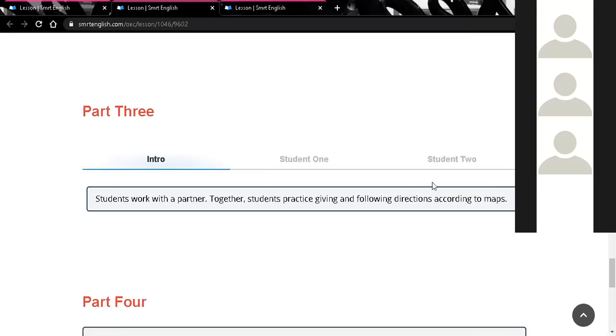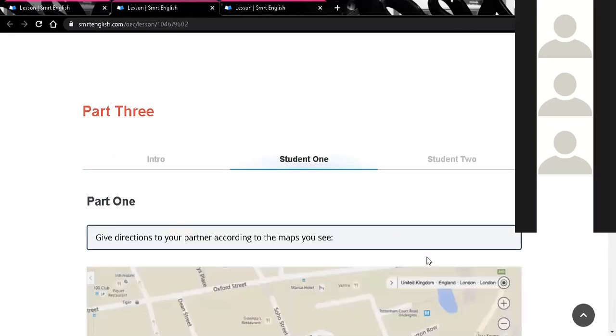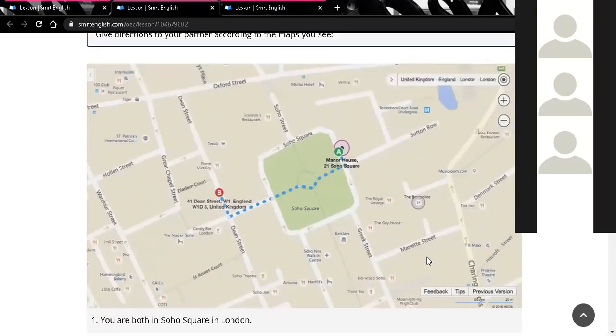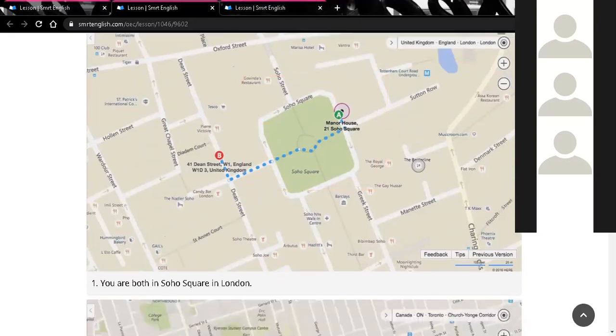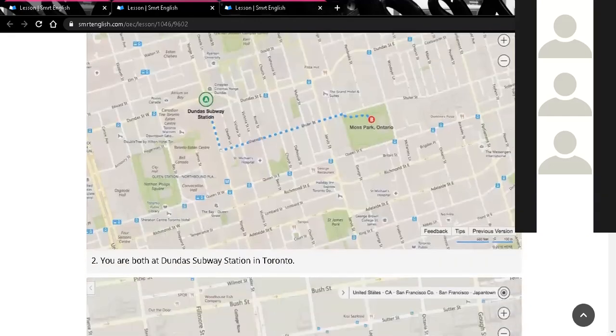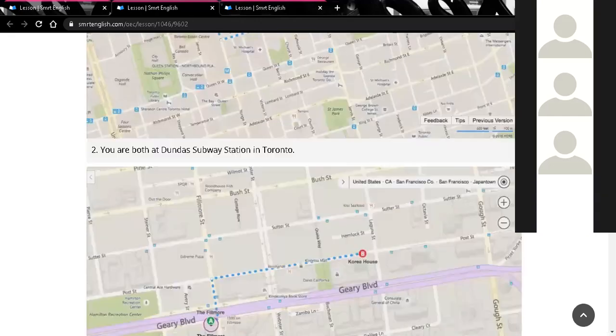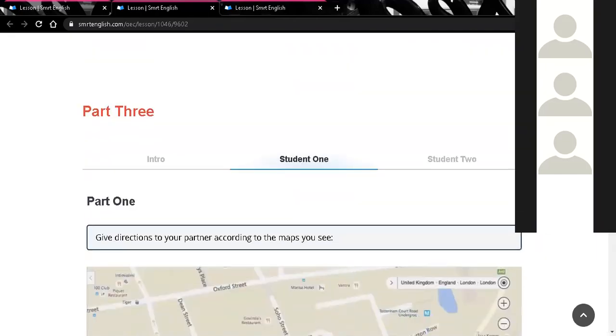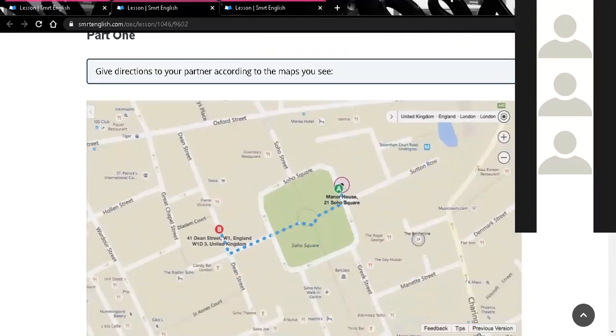Now, part 3. Let's practice a little. And here we have a map. Look at this map. We're going to practice. It says, you are both in Soho Square in London. This is Soho Square. Give directions to your partner according to the map you see.